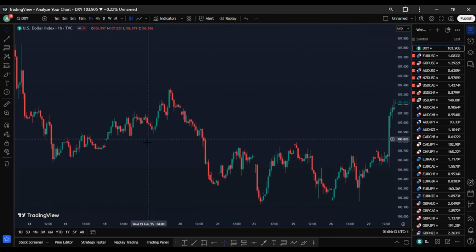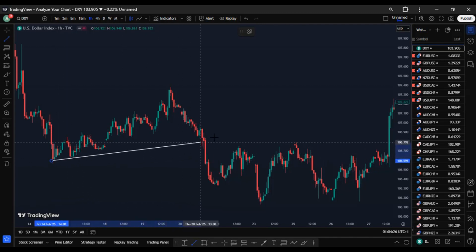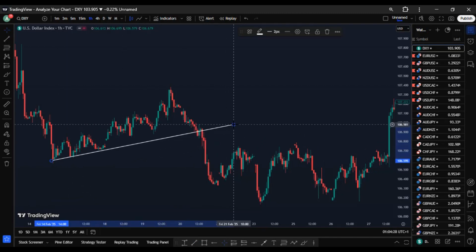Now, for the bullish example, to draw a trend line in a bullish trend, you need to first of all identify the two lower highs. So we have two lower highs here that we will want to draw this trend line from. So what you need to do is connect the two lower highs and project that going forward.